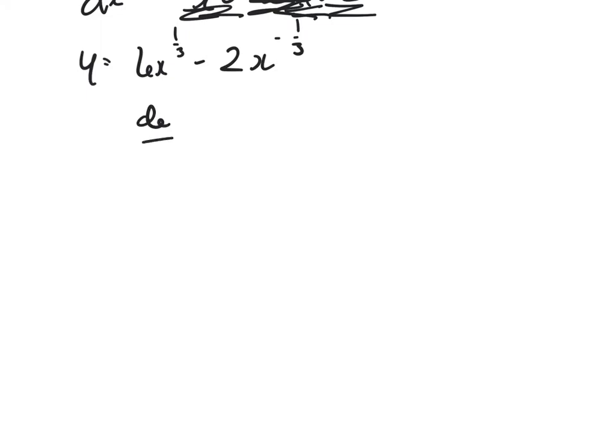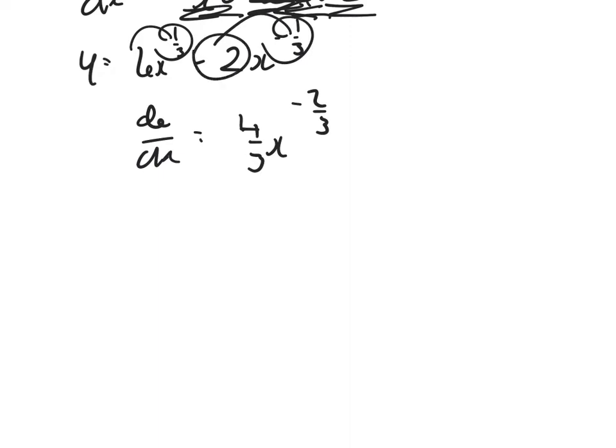And then differentiate. Bring the power down, multiply, take 1 away from the power. 1/3 times 4 is 4/3. x to the minus 2/3. Then minus 3rd times minus 2 is going to be plus 2/3. x to the minus 4/3.